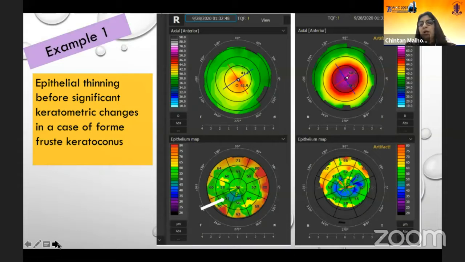So just a few examples again. This is a patient who has frank keratoconus in one eye. The other eye is just showing a little bit of irregularity on the anterior topography. But where the white arrow is pointing, the epithelial thinning is just a hint, the beginning of an epithelial thinning. And this should get our guard up.